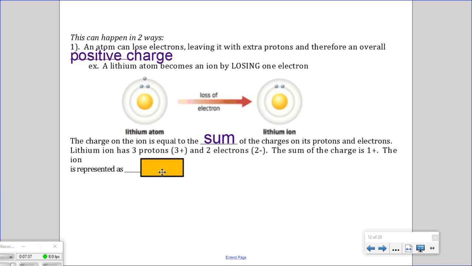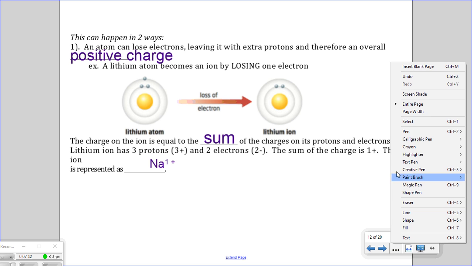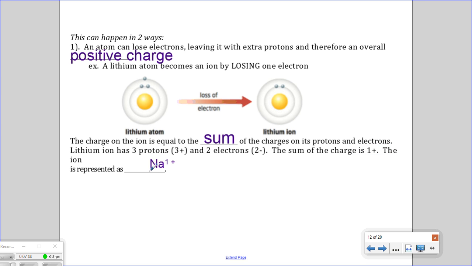The ion, in this case, we represent as Na+1. Let's fix that, since we're talking about lithium here. The ion is going to be represented as the element symbol, which in this case is Li. And because we just have a +1 charge, we can just write a superscript plus sign in the upper right-hand corner of the element symbol. So here is our ion notation, or our symbol indicating that lithium is an ion.